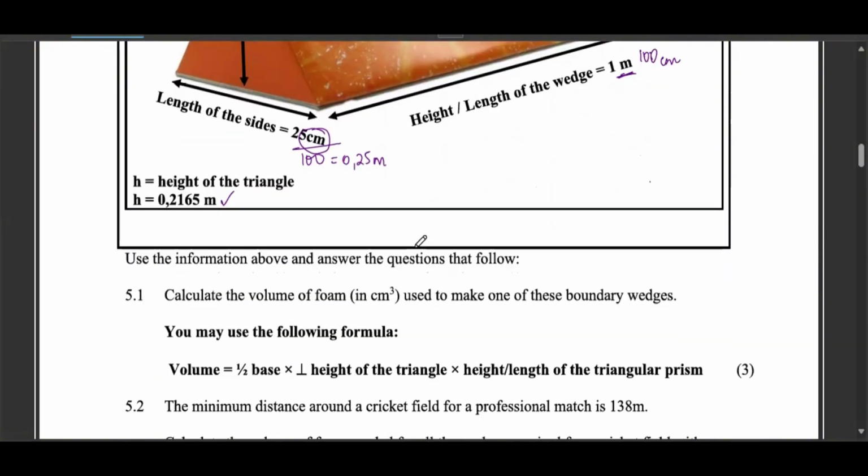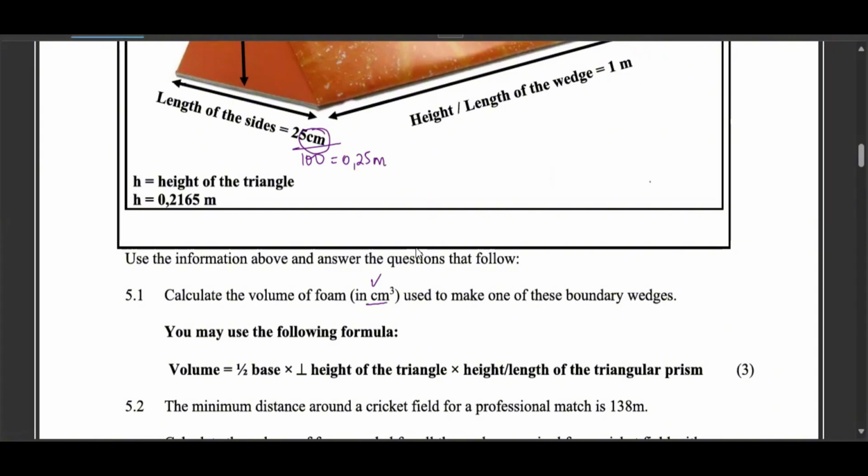5.1, calculate the volume of foam in centimeters cubed used to make one of these boundary wedges. And the formula is given to you. Please do not try to overthink. They have told you the volume has to be in centimeters. Ask yourself, are the measurements I have in centimeters? No. I need to change them to centimeters.